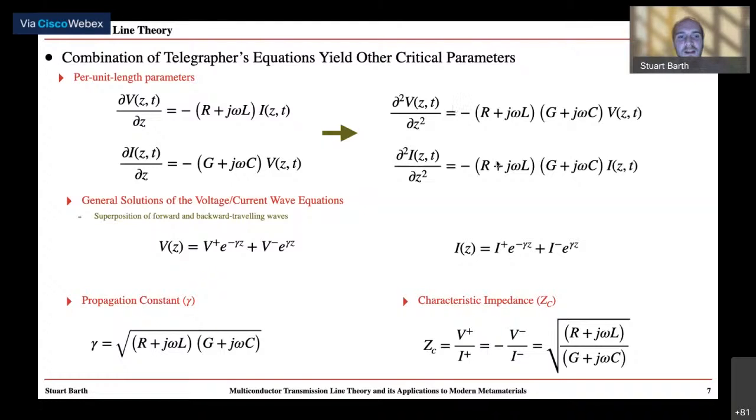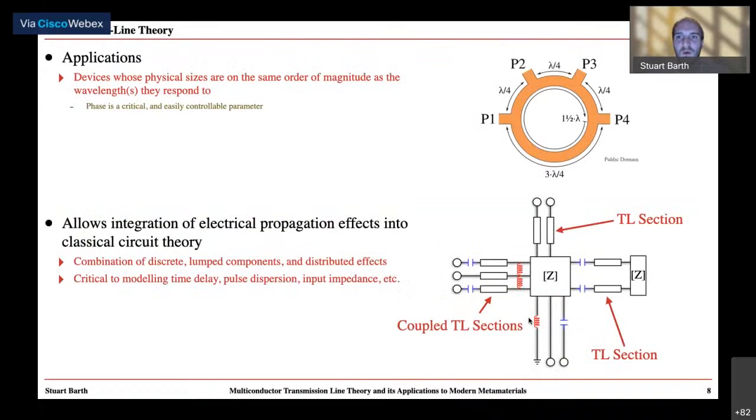And of course, we know we can take general solutions to these differential equations, which describe the wave propagation behavior. And from this, we can derive quantities such as propagation constants in the bottom left and characteristic impedance on the bottom right. But what this actually allows us to do is create some very interesting applications, right? So for example, canonical microstrip circuits.